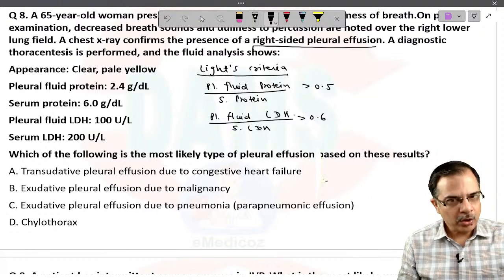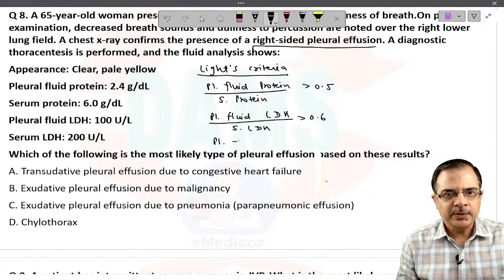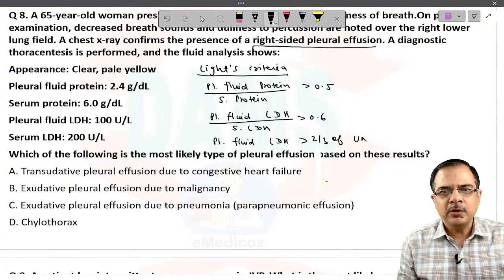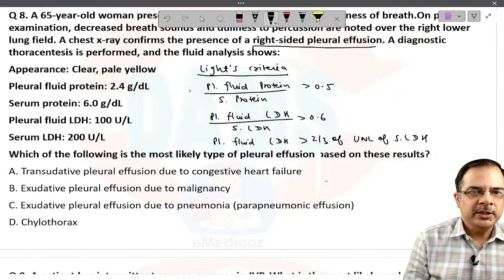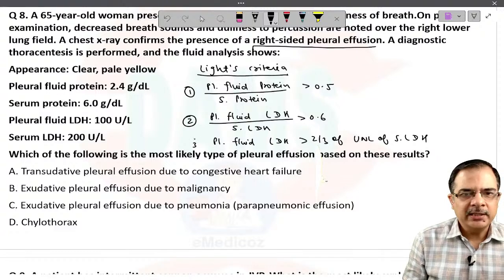Or pleural fluid LDH more than 2/3 of upper normal limit of serum LDH. Any one of them, these criteria is the Light's criteria.